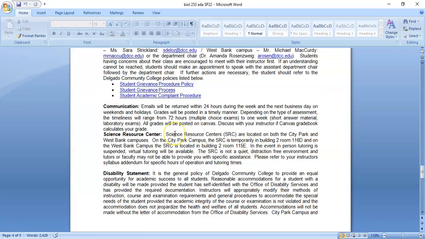There are science resource centers available on both campuses. The Science Resource Center at City Park is going to be virtual for the time being. In fact, I think all of the Science Resource Centers will be virtual. But if you need to go in person, and you live in the city, once they become available for in-person help, I will post an announcement and let you know.